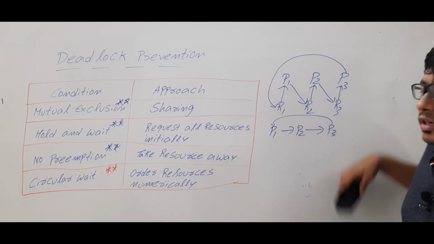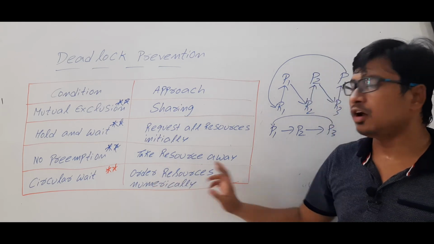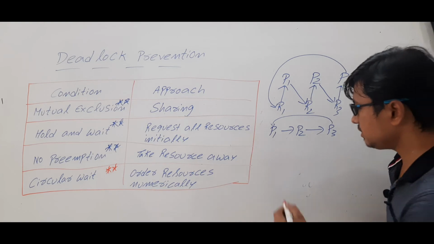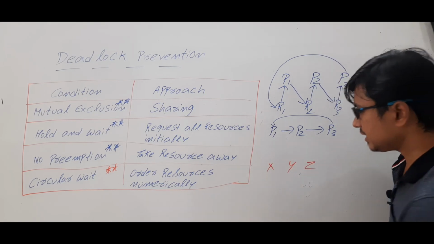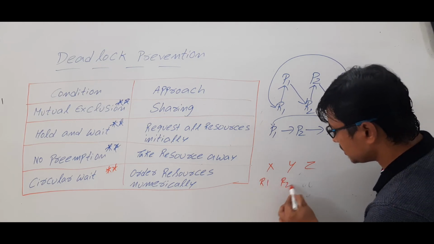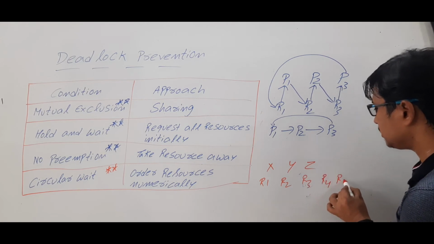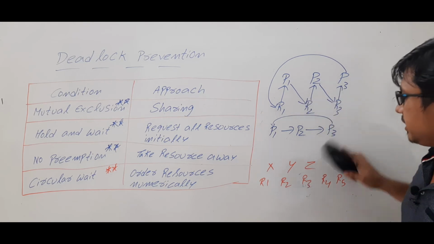Now, how can we disable the circular wait? What we will do is order the resources numerically. Meaning, let's take that you have 3 resources X, Y, Z. You need to number them: resource 1, resource 2, resource 3, resource 4, resource 5, like that. You need to order them numerically. Is it clear? So, this is the example.